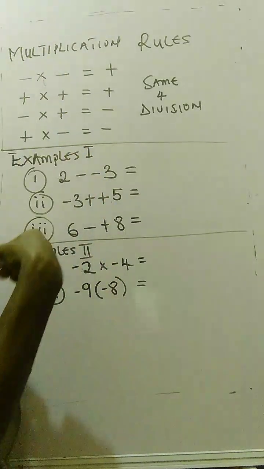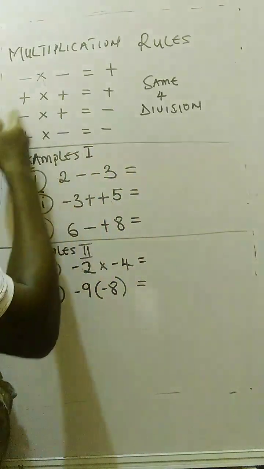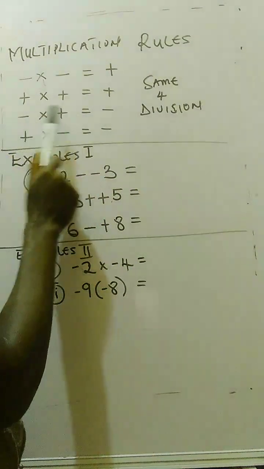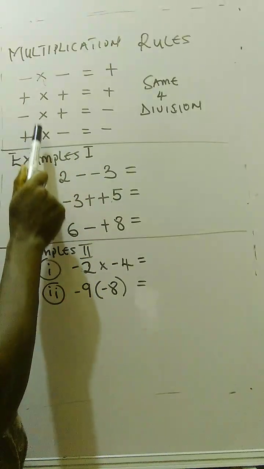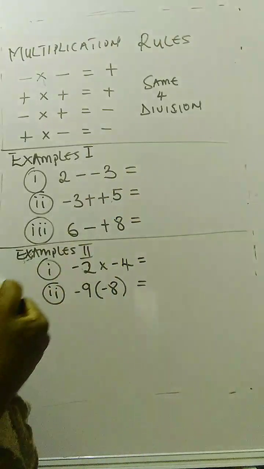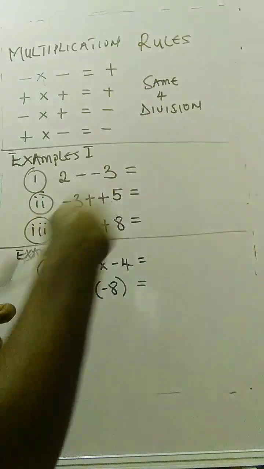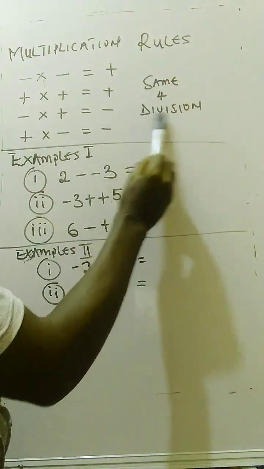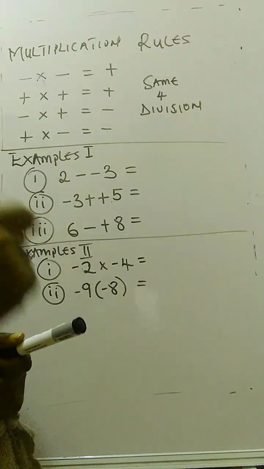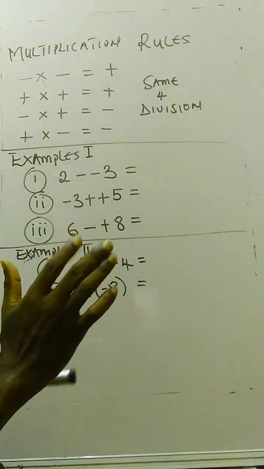So the second part of it says minus times plus, minus; plus times minus, minus. These last two are saying that whenever the signs are different and you are multiplying or dividing, the answer must be minus. So take note of that. This rule applies for multiplication and for division. There's another rule that applies for addition and subtraction. We'll get to that later, but let's concentrate on this now.